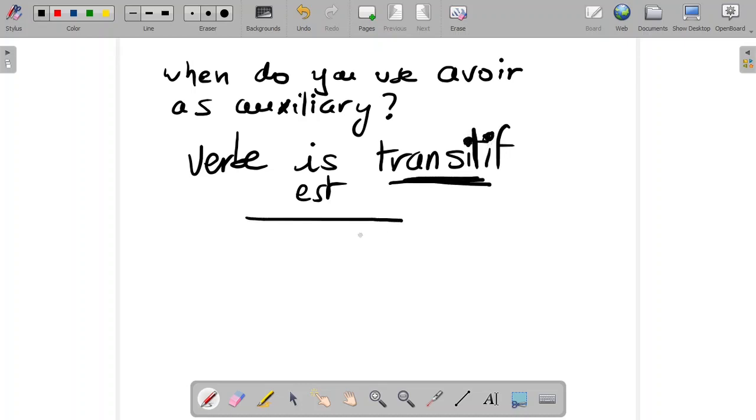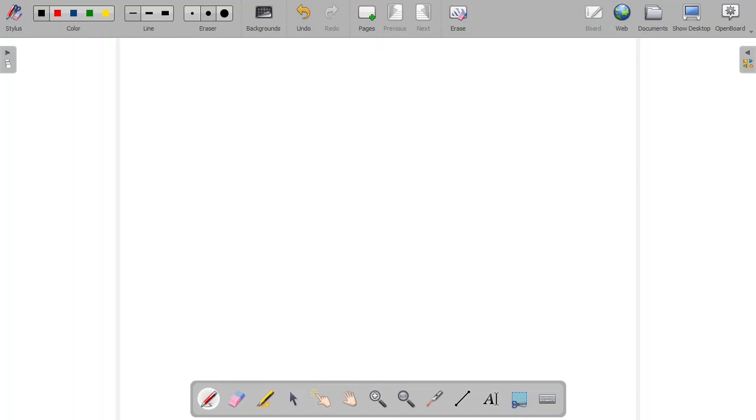And in real life, most of the time you're going to use avoir as the auxiliary. Être is used, but not as much as avoir, because most of the time the verb you're going to use is transitive. Now there are some things you have to be careful with in French, because of course there are some subtleties.